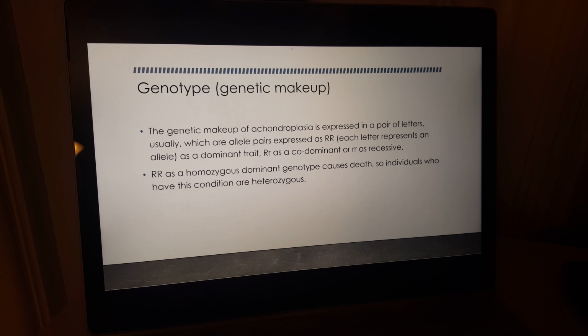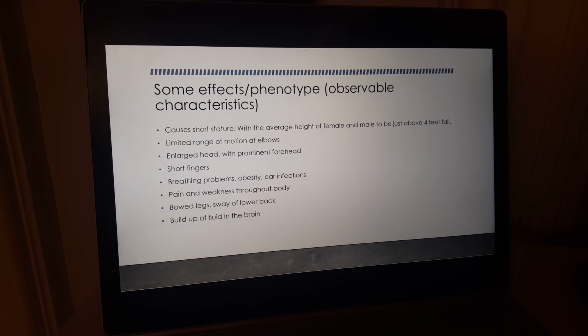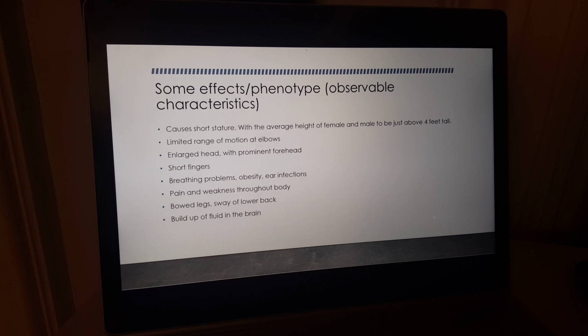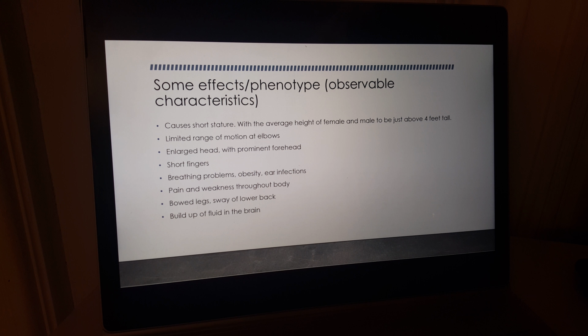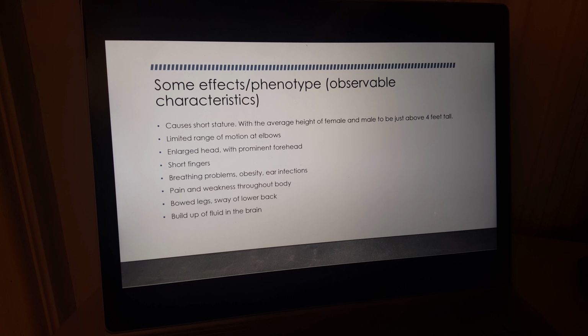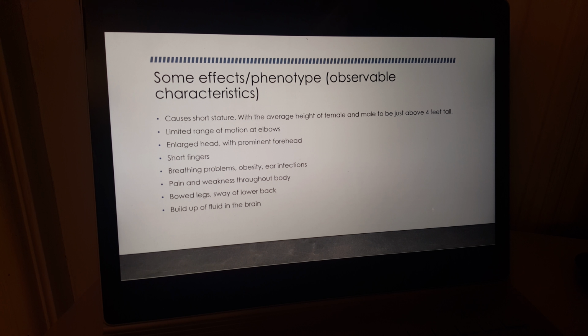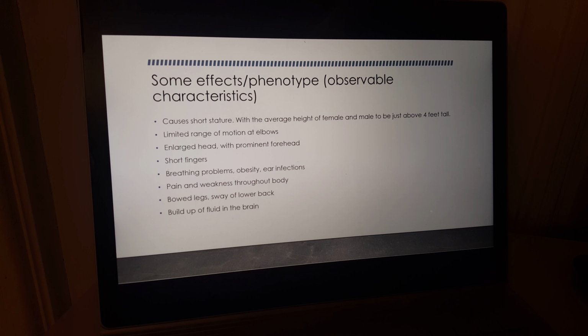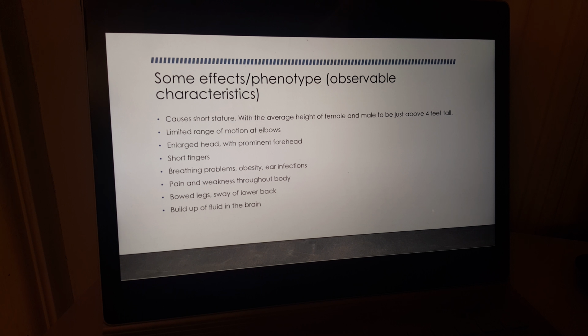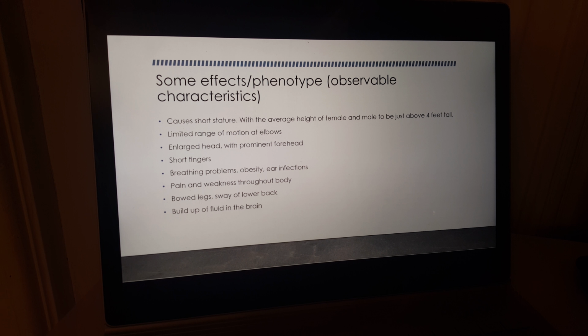Some effects, phenotype, observable characteristics: causes short stature with the average height of female and male to be just above 4 feet tall. Limited range of motion at elbows, enlarged head with prominent forehead, short fingers, breathing problems, obesity, ear infections, pain and weakness throughout body, bowed legs, sway of lower back, buildup of fluid in the brain.